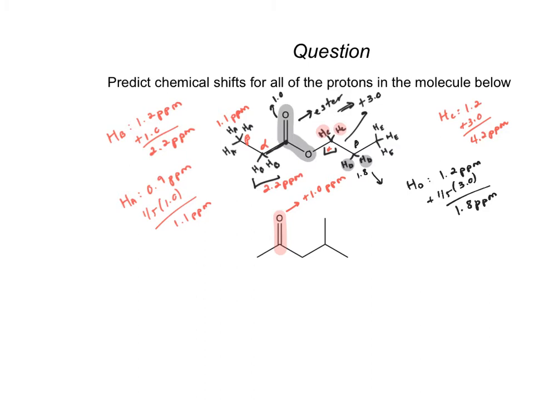And then finally HE. So HE is at this point in time gamma to that ester. So we've stopped feeling any effect overall. And so because of that, HE are just normally where we would find methyl protons, which is 0.9. This was 4.2. Okay, and so that is where you would expect to predict the chemical shifts of all the protons in this molecule. So I'll go ahead and do the last one.